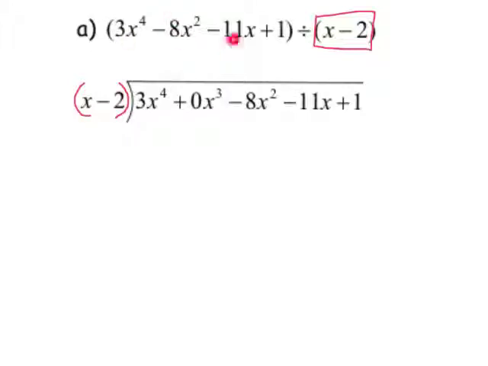3x to the 4 minus 8x squared minus 11x plus 1, versus 3x to the 4 plus 0x cubed minus 8x squared minus 11x plus 1. Hopefully by accentuating, you can see this 0x cubed was not here. It is something that we inserted because you need to have every degree represented. We started with a degree of 4. You need to see a degree of 3, a degree of 2, a degree of 1, and a plain number. So they inserted it in.